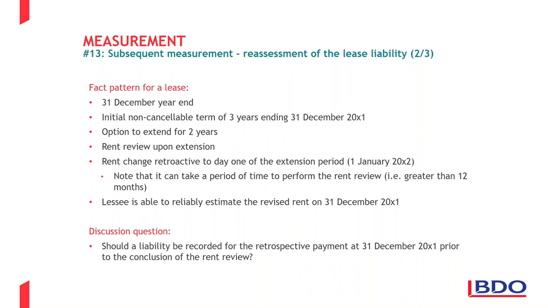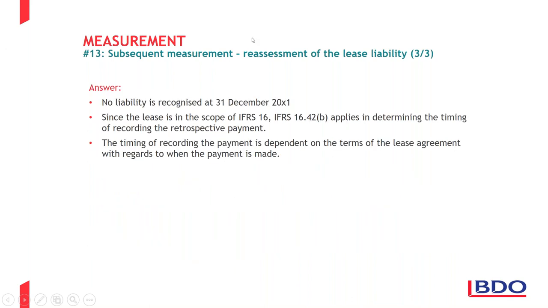The lessee is able to reliably estimate the revised rent. So the lessee has a good idea what the revised rent is, but it's not in the contract yet. Should a liability be recorded for the retrospective payment at 31 December year one, even before we've signed the contract to document what the rent review number is? And in this instance, it says no liabilities recognized at 31 December. Because the lease is in the scope of IFRS 16 paragraph 42B, it applies in determining the timing of recording of this retrospective payment, and the timing of recording the payment is dependent on the terms of the lease agreement with regards to when the payment is made.